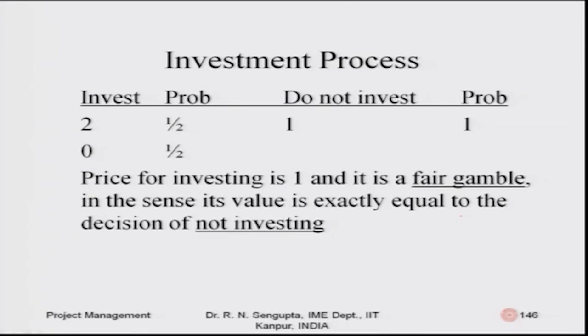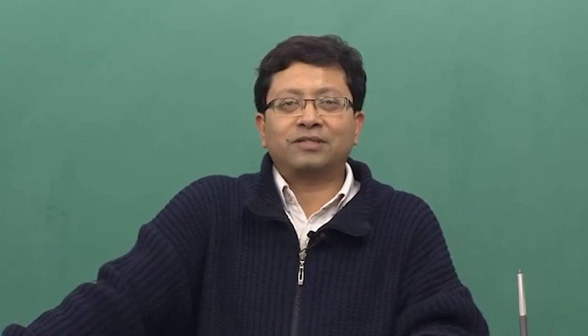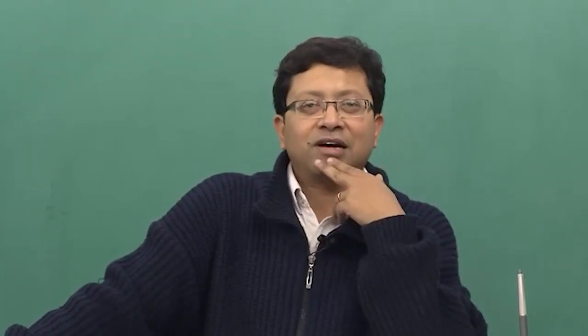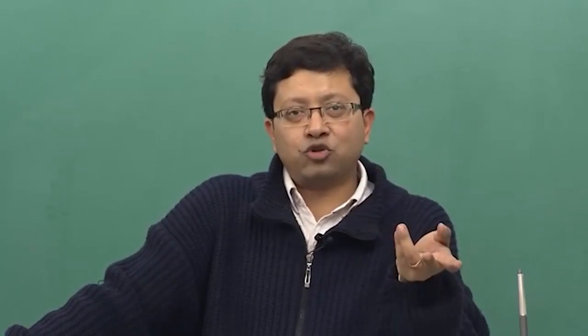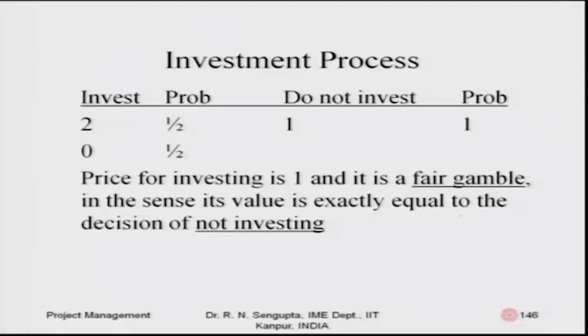In the other case, consider the Sholay coin. I am sure all of the participants must have seen the famous Amitabh Bachchan film Sholay, where the coin had heads on both sides. So, consider you toss that coin, and the investment gives you a value of 1 with probability 1. If you consider these 2 examples, the expected value in both cases is 1: 1 into 1 is 1, and 2 into half plus 0 into half is 1. Now consider this a fair gamble.